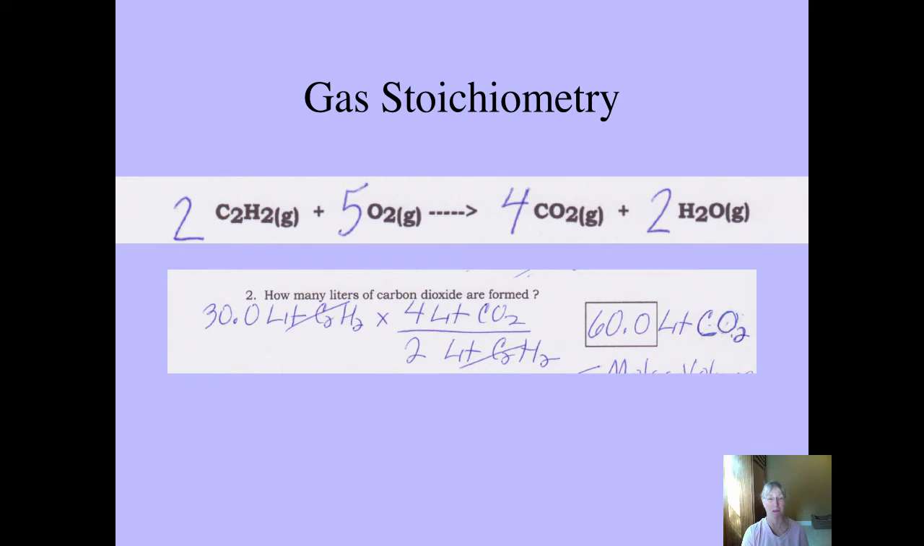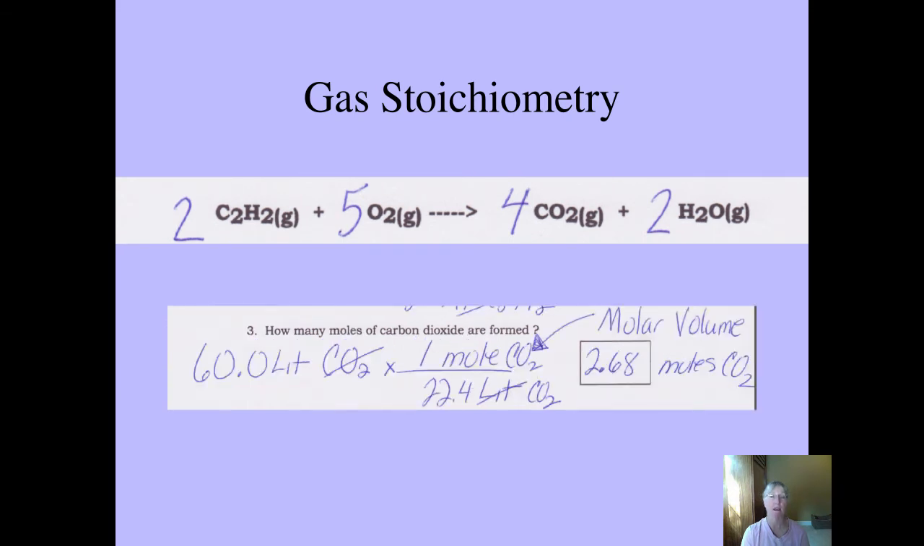Okay, next problem says, how many liters of carbon dioxide are formed? Well, this time the relationship is between acetylene and CO2. And it's 4 liters of CO2 for every 2 liters of acetylene. In my mind's eye, that's the number 2, and 2 times 30 is 60 liters of CO2 would be produced. Remember, this is a combustion reaction, so the burning of any hydrocarbon, the acetylene, and oxygen will produce CO2 and water if the combustion is complete.